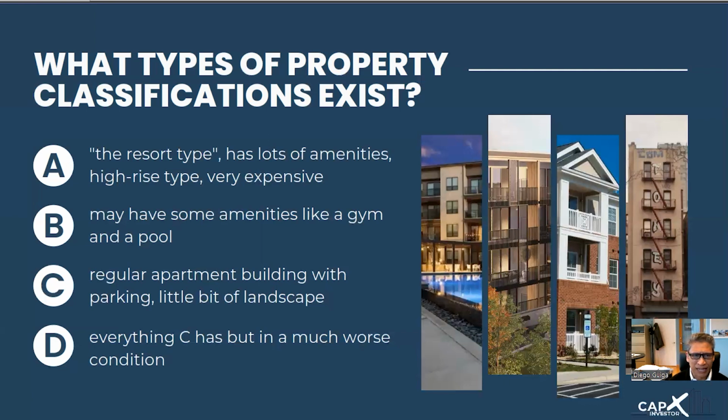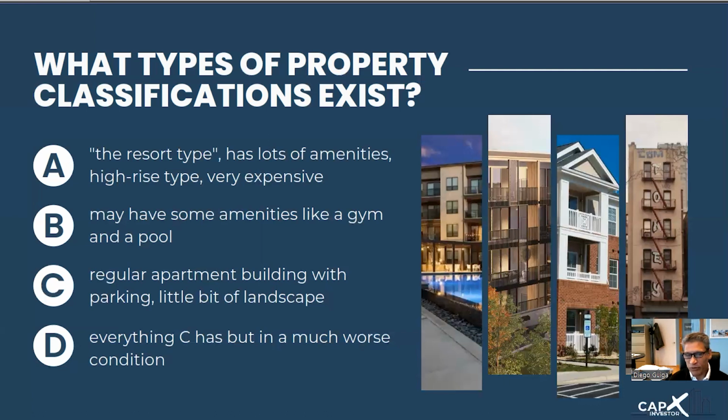B-class properties have some of the same amenities, except they're not as resort-like as your A-type properties, meaning that they'll have some amenities like a gym, they'll have a pool, maybe a jacuzzi, and they're newer type of properties also located in more affluent areas as well.